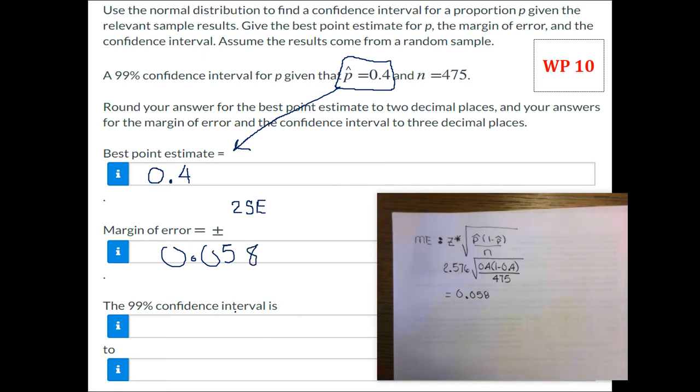So the 99% confidence interval level. In order to get the confidence interval, we're going to take the original statistic, 0.4. We're going to plus and minus a margin of error, and the margin of error is 0.058. If we do that math, 0.342 and 0.458.